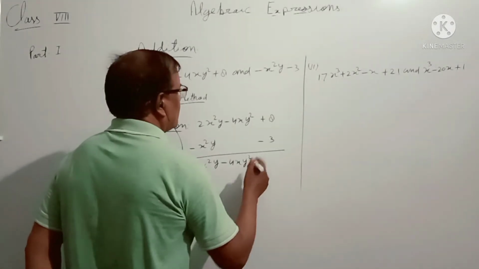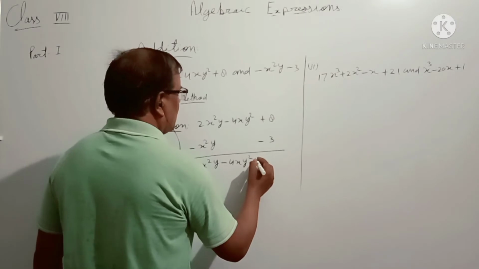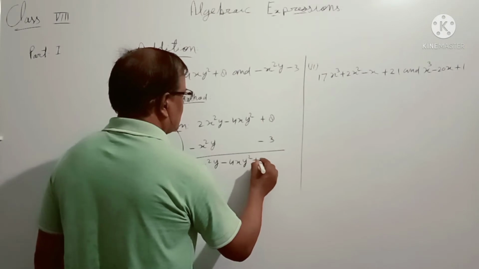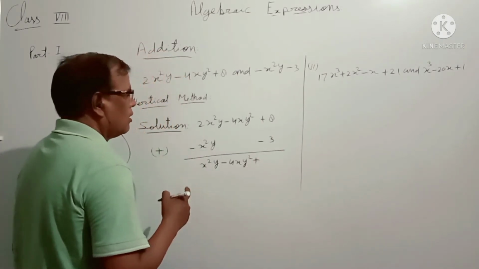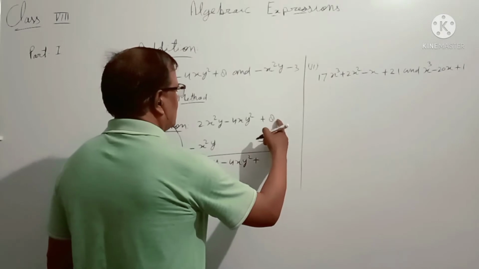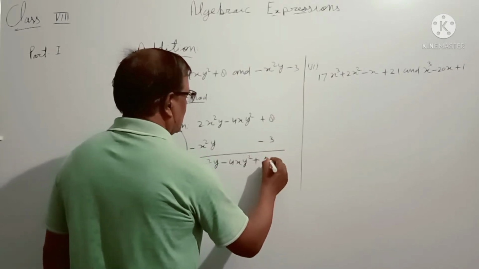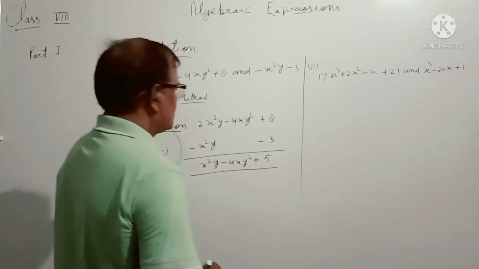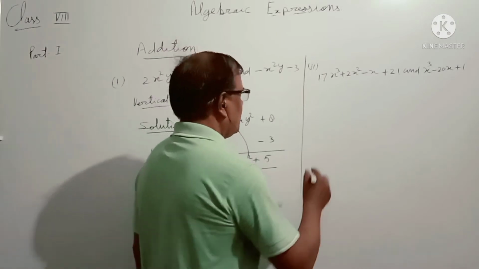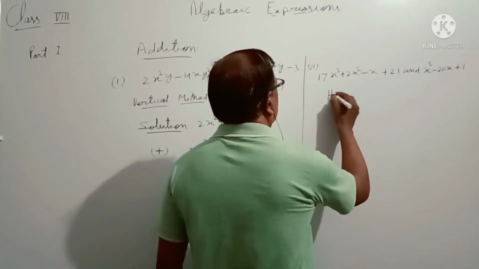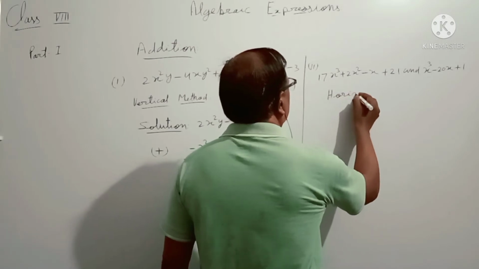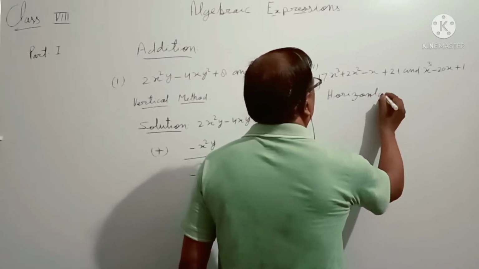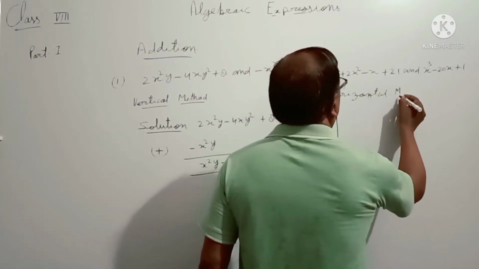Now we are going to solve the next: plus 8 and minus 3. Plus value is greater. So we will put the plus sign and then find the difference. 8 minus 3 is 5. Thus we have added the expressions vertically. Now we will write the horizontal method.